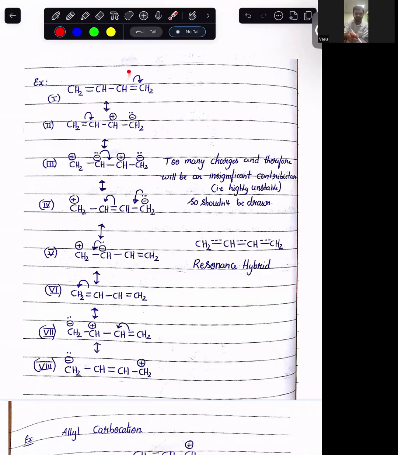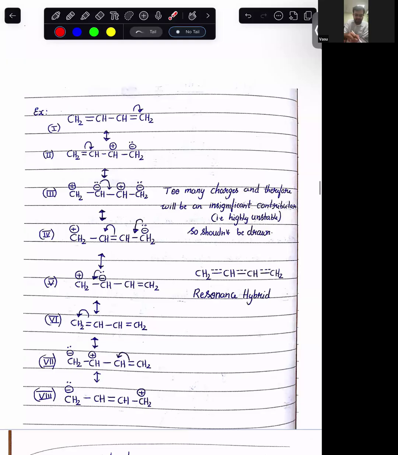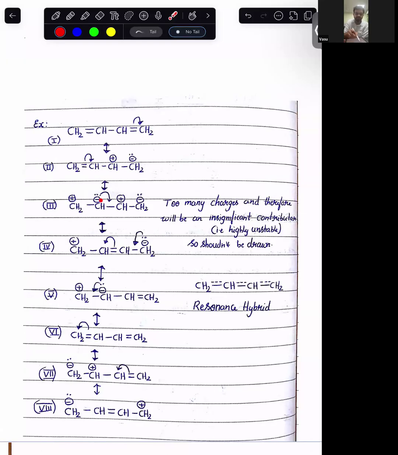In the next case, I have taken this pi bond onto this, with negative and positive. This structure has too many charges and therefore will be an insignificant contributor, or it is highly unstable. So it shouldn't be drawn, or you need not draw it to frame the resonance hybrid.